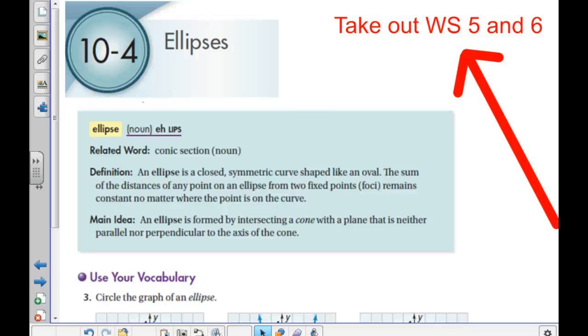All right, this is the lesson on ellipses. I'm not sure how you're supposed to say that, plural. The bookwork on this is on page 698 in your book. And in the notes here, it's on worksheet 5, 6, 7. You need to have out worksheet 7 too if you didn't already take that one out.